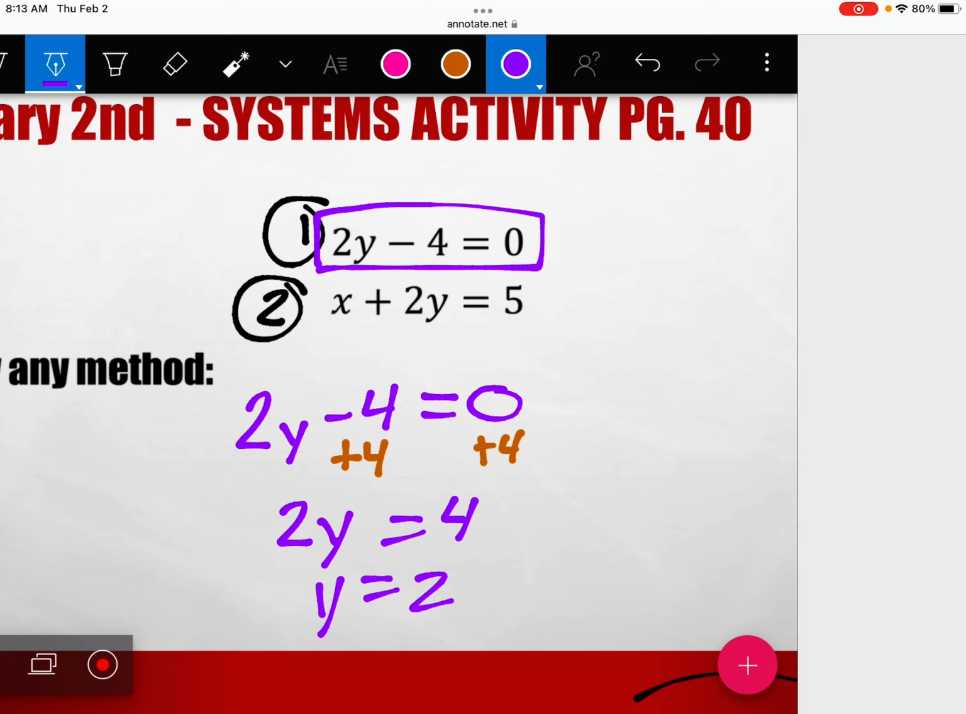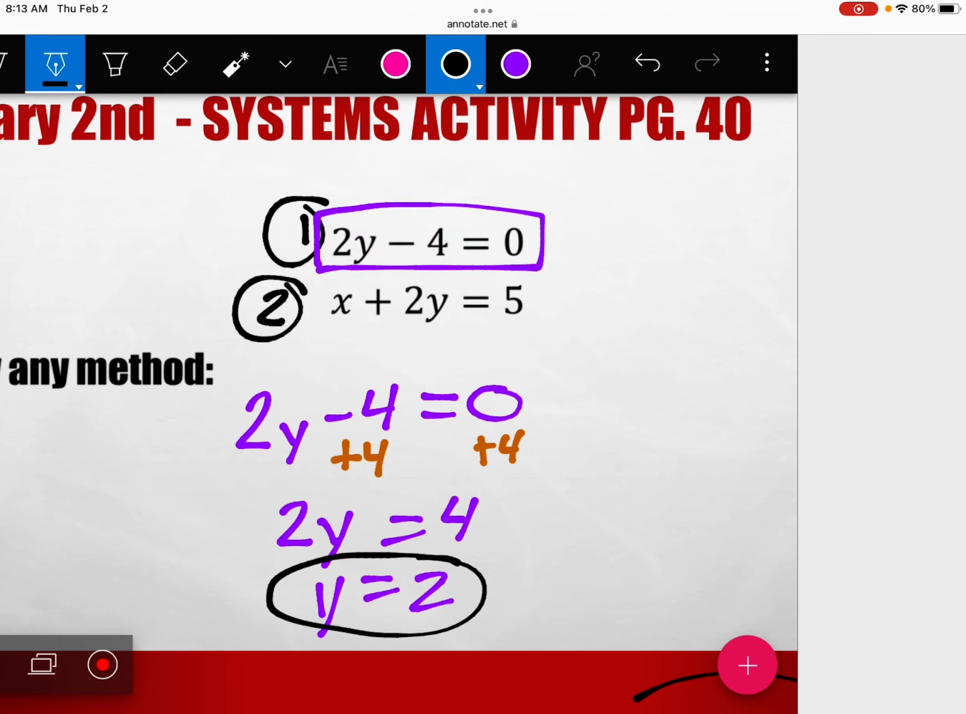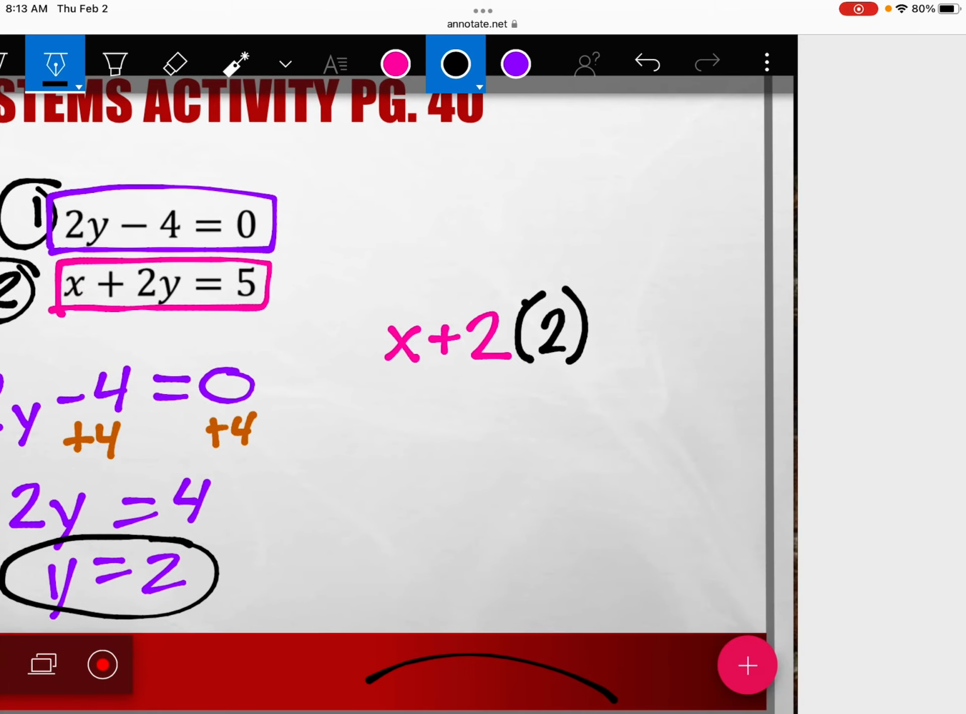Sweet. That was so much less work, and we got to an actual solution there, part of it at least. I know my y value is 2. I still need to find the x. Since I used equation 1, now I'm going to use equation 2 to find my x. So all we got to do is substitute this in. We're going to take our x plus 2, but instead of putting the letter y, I'm going to put the value of y that we found. Equals 5.